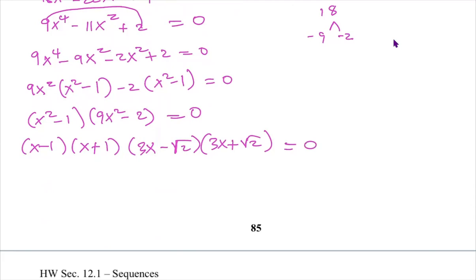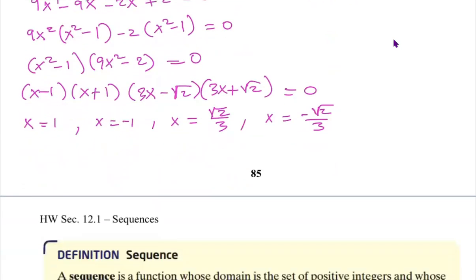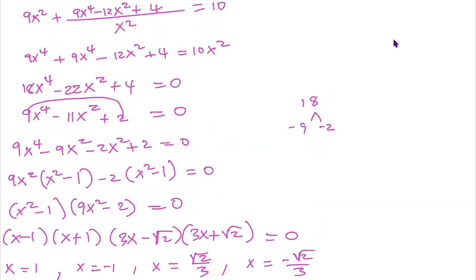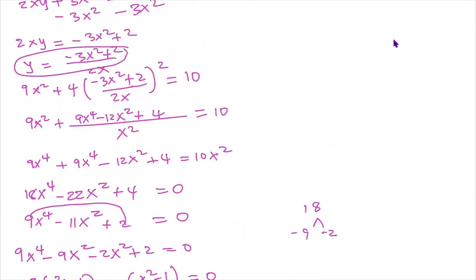And you would have 4 solutions. X equals 1. X equals negative 1. X equals square root of 2 over 3. And x equals negative square root of 2 over 3. So these are the x's that you have. And given that you have those x's, for each you will have a y. So you just have to replace it in this equation that you had here.